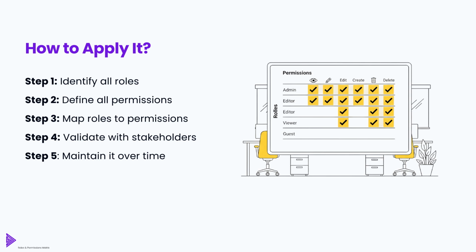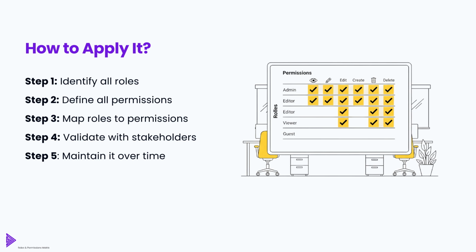3. Map roles to permissions. Build a table that shows which role can perform each action. Be explicit and avoid vague terms. 4. Validate with stakeholders. Walk the matrix through the business and IT owners. Confirm it reflects real responsibilities and constraints.